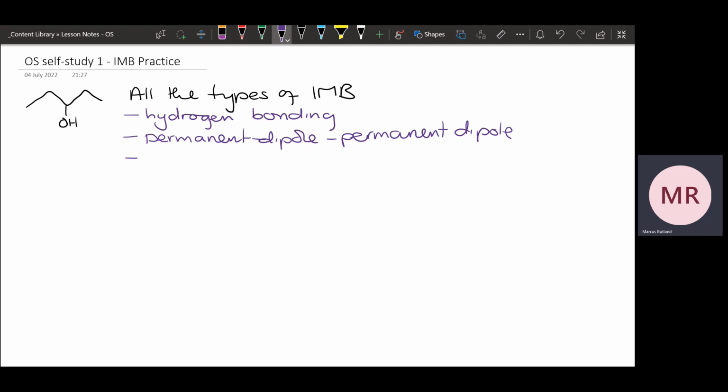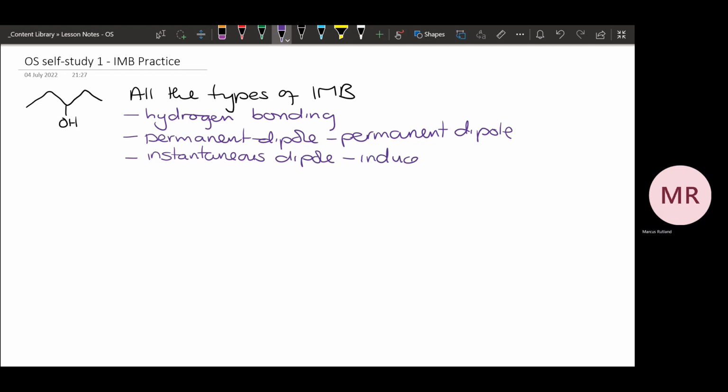And then thirdly, if you're asked for all types of intermolecular bonding, all molecules can do the instantaneous dipole, induced dipole, the really annoying one that takes ages to write the name out. So there you go. If you're asked to list all the types of intermolecular bonding, always say instantaneous dipole, induced dipole. Then if it has partial charges, is a polar molecule, then say permanent dipole, and then if it can do hydrogen bonding, that as well, right? Next question.